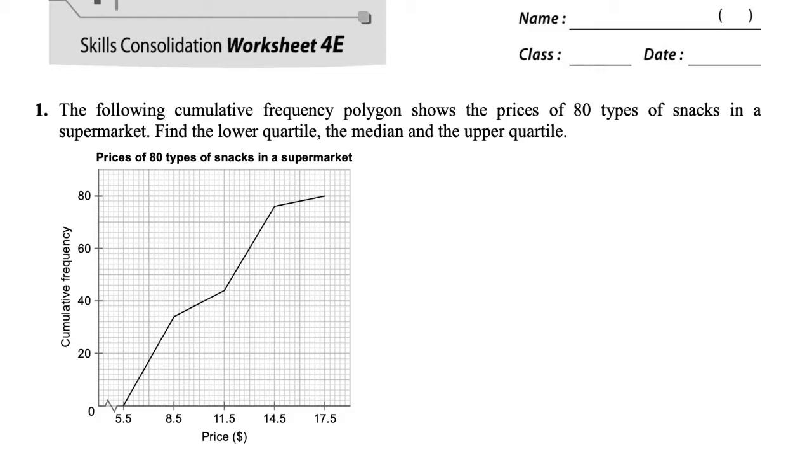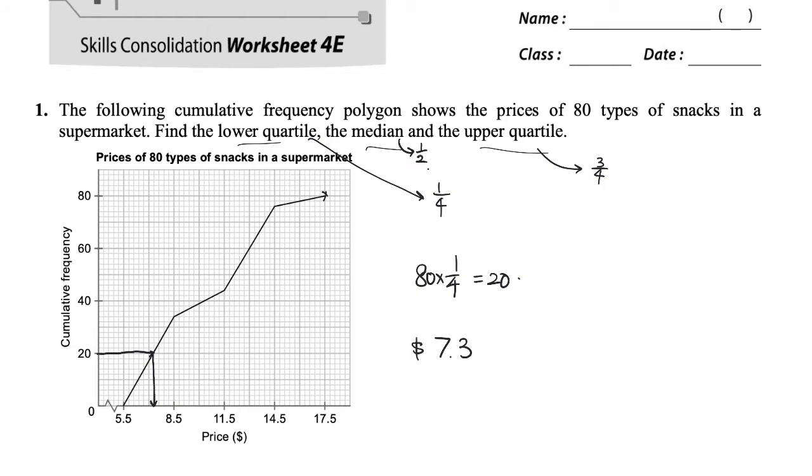For this one, you're going to find out the lower quartile, median, and also the upper quartile. So according to what you know now, the lower quartile should be equal to 1/4, and then for this one should be 3/4, and this one will be 1/2. So the total frequency, that means the total cumulative frequency, will be 80. So for the lower quartile, you have to pinpoint at this position. So you draw it here, and then that will be equal to 7.3. That means this is the lower quartile.